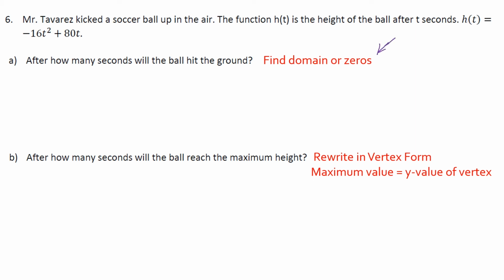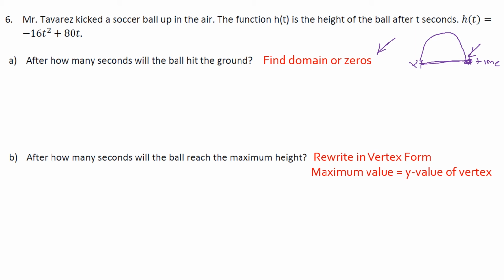So after how many seconds will the ball hit the ground, we want to find the domain or the zeros. And so if you think about if a ball is thrown, it's going to arc up and come down. And so we want to find what happens here. That is our time when the ball hit the ground. So if this is the x-axis, because it is horizontal, these would be our zeros.